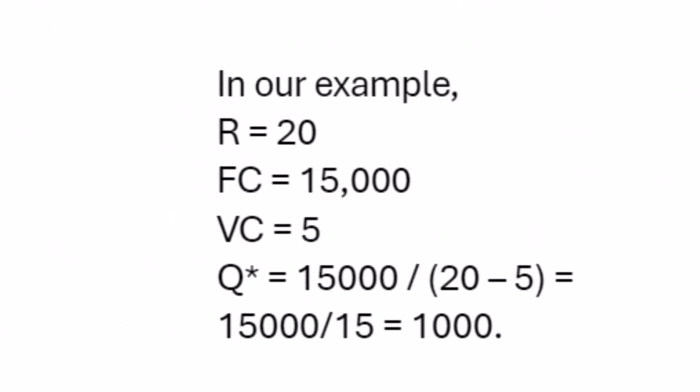For our example, R was equal to 20, FC was equal to 15,000, VC was equal to 5, so Q star, the break-even point, is equal to 15,000 divided by 20 minus 5, which is equal to 15,000 divided by 15, or 1,000 units. So the break-even point for this problem is to produce 1,000 units, at which point total profit will equal 0, or total revenue equals total cost.